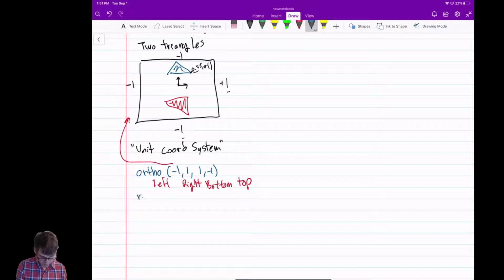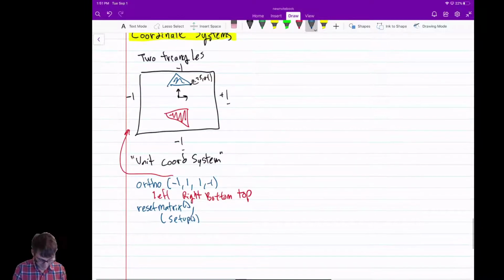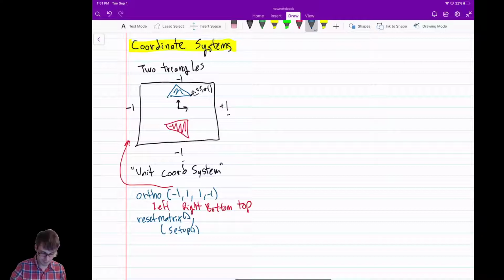Of course, I also have my code reset matrix. You shouldn't have to do this in OpenGL, but this is a Processing thing. In your setup, you should do these things. You reset the matrix because it'll have other things that conflict. It took me hours to figure out why my graphics wasn't working properly. I had to use this reset matrix business. So that was one coordinate system we saw.